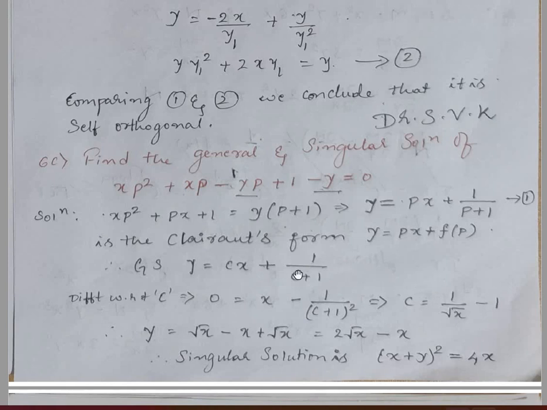Substituting this value in the general solution, I am going to get y equal to root x minus x plus root x, which is nothing but 2 root x minus x. So therefore singular solution is nothing but x plus y the whole square is equal to 4x. Nothing to worry here. Just I have moved minus x to left hand side, it becomes y plus x or x plus y, and then squaring on both the side, x plus y whole square is equal to 2 root x whole square is nothing but 4x.